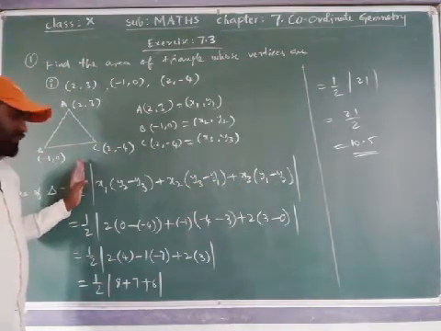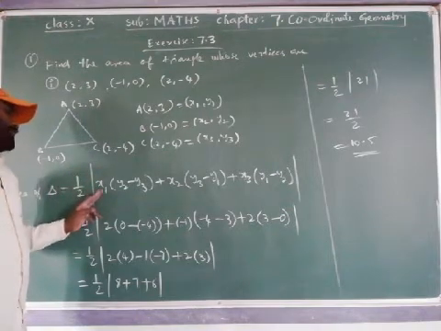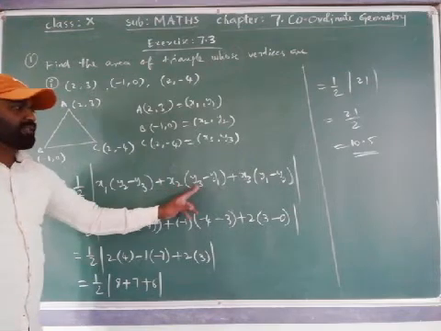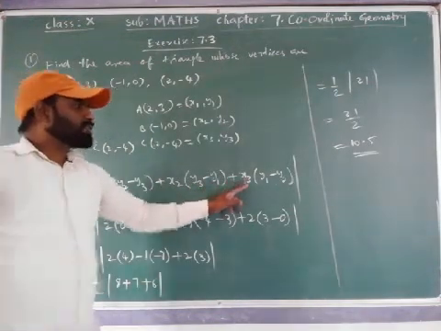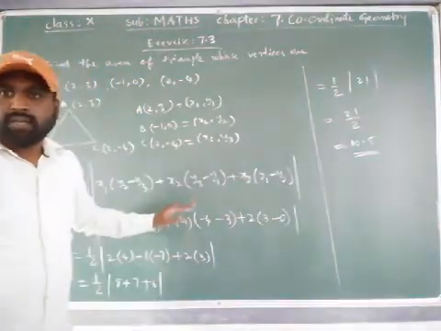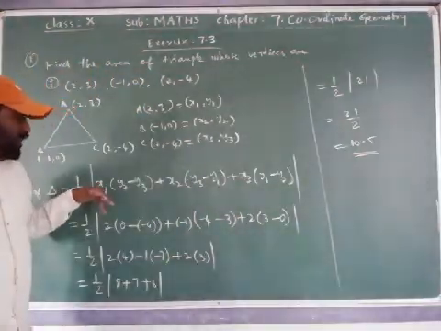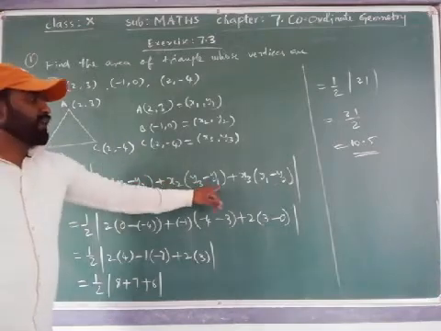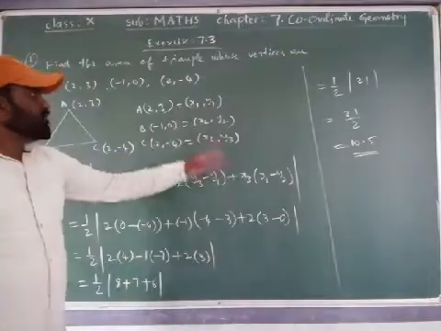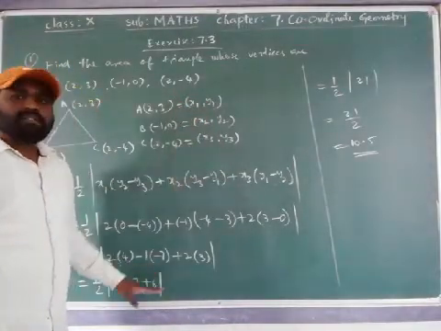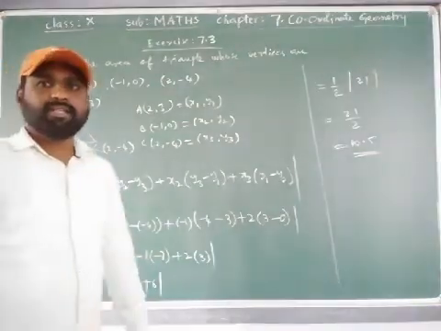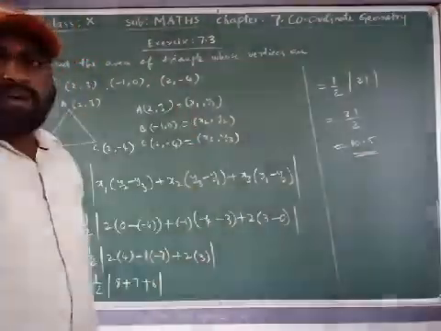Modulus, or you can say absolute value, of x1 into y2 minus y3 plus x2 into y3 minus y1 plus x3 into y1 minus y2, modulus close. It is cyclical. See 1 2 3, 2 3 1, 3 1 2. In this order you have to remember. Just substitute the values in the correct place. Simplify it. You will get it very easily. Hope you all understood. Let us see one more problem based on this formula only.